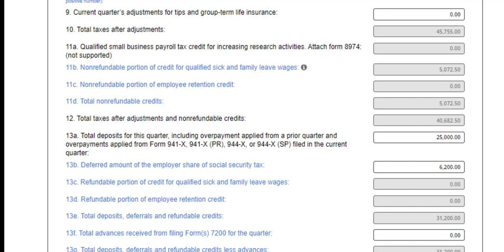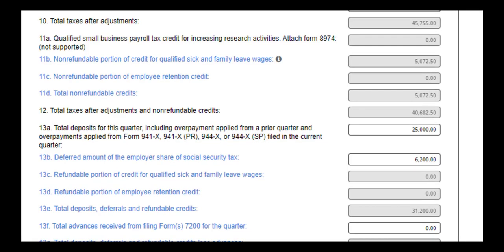In this example, we'll add $6,200, which is the maximum amount available with these numbers, or $100,000 of Social Security wages times the employer's Social Security rate of 6.2%.